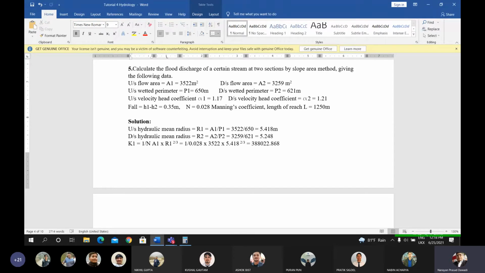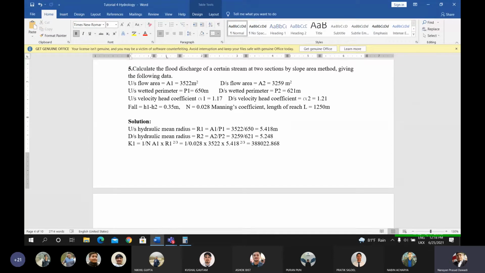The velocity head coefficient for upstream is alpha 1, that is 1.17, and the downstream velocity head coefficient is alpha 2, that is 1.21. Now fall is the elevation difference between the upstream water level and the downstream water level, that is fall, which is equal to H1 minus H2, which gives the value of 0.35 meter in the question.